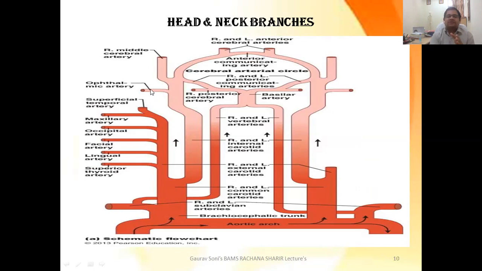Some branches of the internal carotid are shown here, like the ophthalmic artery and middle cerebral artery. This circle-like thing is the circle of Willis. Okay, so this is the anterior communicating artery, and from the posterior side the posterior cerebral artery communicates with the basilar artery, then forming the posterior communicating artery, and this whole circle is known as the circle of Willis, which supplies the brain.